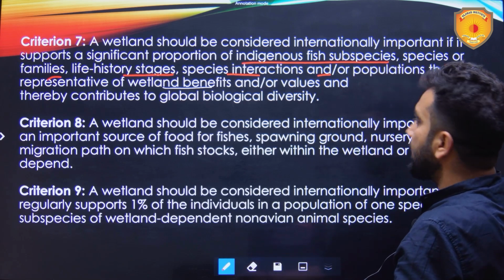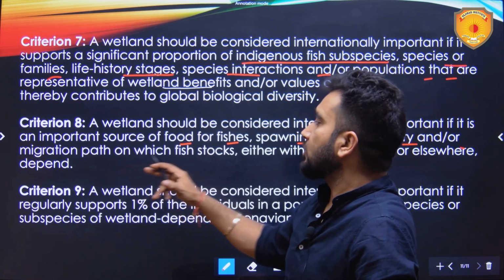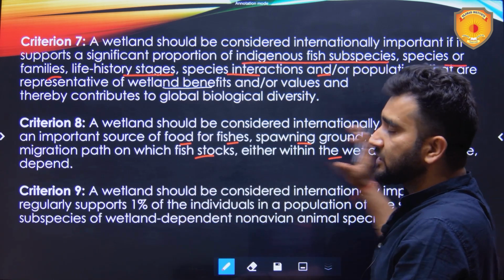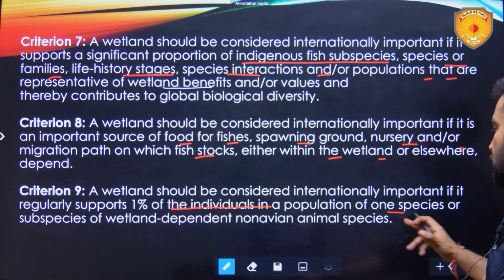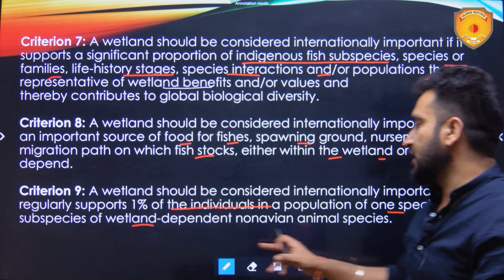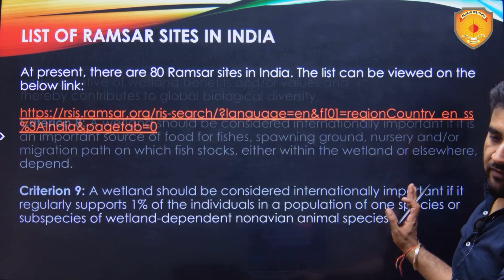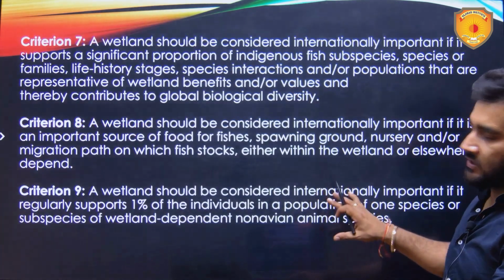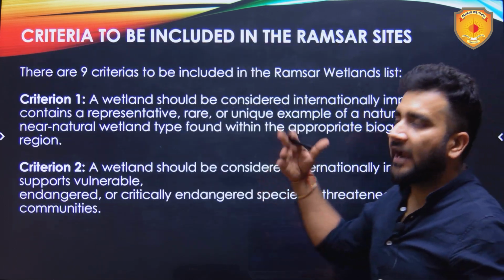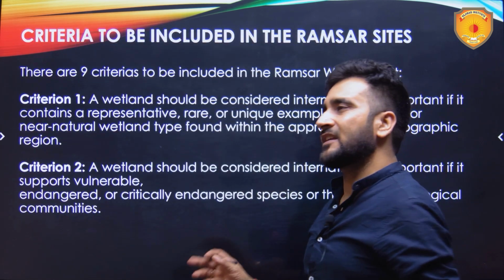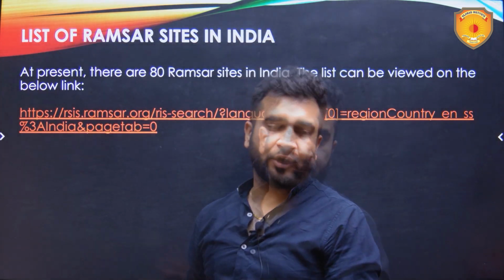Criteria 8: if it is an important source of food for fishes, spawning ground, nursery and or migration path on which fish stocks either within the wetland or elsewhere depend. And the last criteria: if it regularly supports 1% of the individuals in a population of one species or subspecies of wetland dependent non-avian animal species. So these are the 9 criteria, and if any one of them is met, then that particular site can be designated as a Ramsar site, and once designated, special focus has to be given to its conservation.